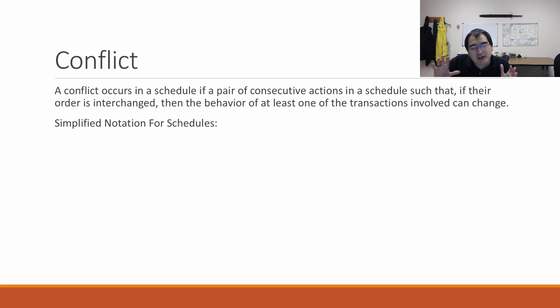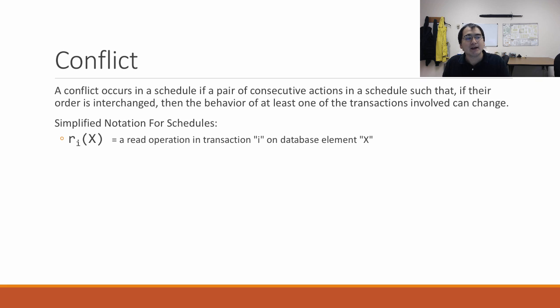And so in order to talk about conflicts, I'm going to change to an even simpler notation than I had in the previous video, because I just want to make this as condensed as possible. If I say R_I(X), and this is a common notation for databases, it means I'm trying to read database element X in transaction I. So the I is the name of the transaction that this action is a part of.